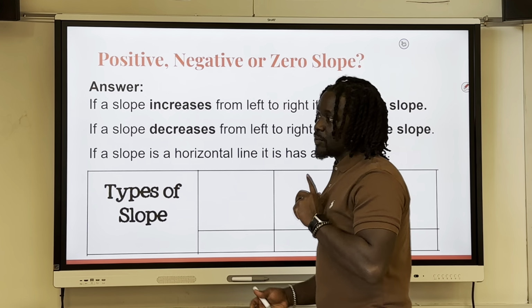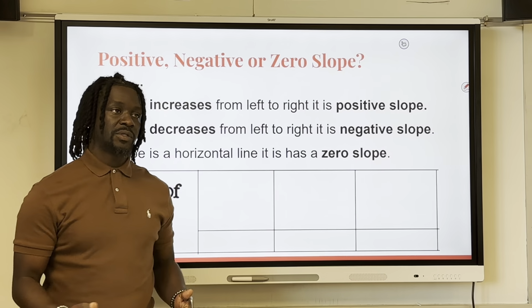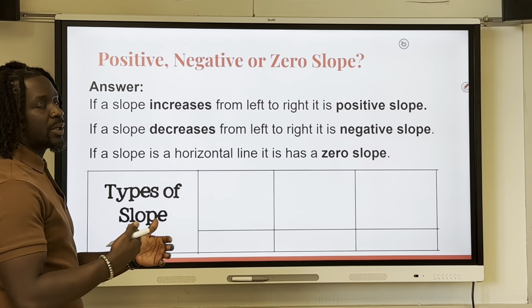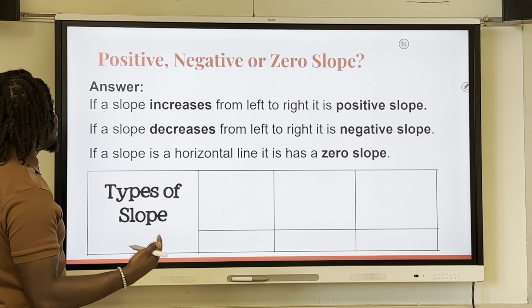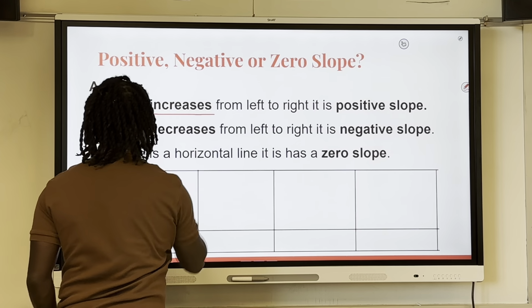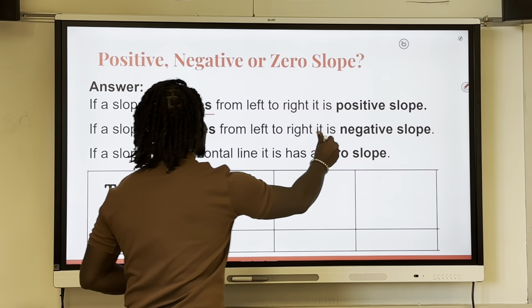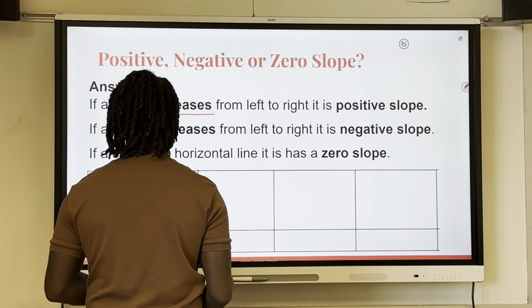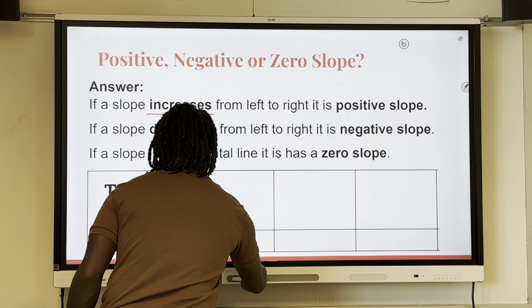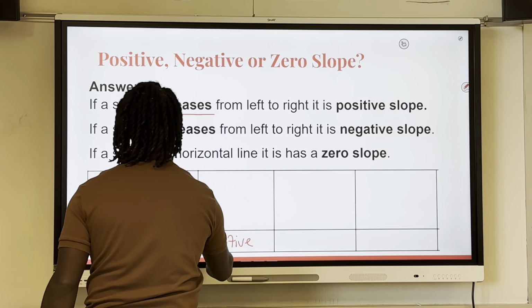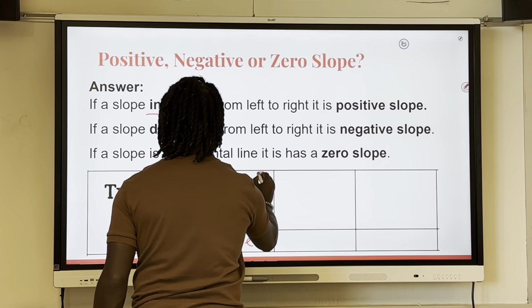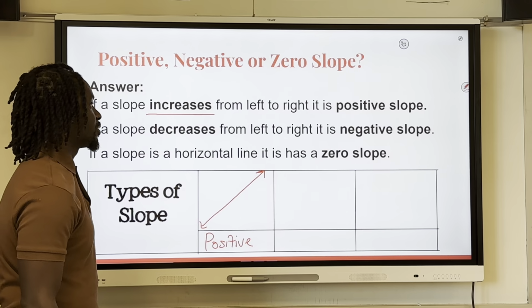Now we need to know, if I have a slope that's graphed, is it a positive slope, a negative slope, or a zero slope? These are the different types of slopes. If a slope increases from left to right, then it is a positive slope. So as I'm moving from the left, it is going up. It is increasing from left to right.